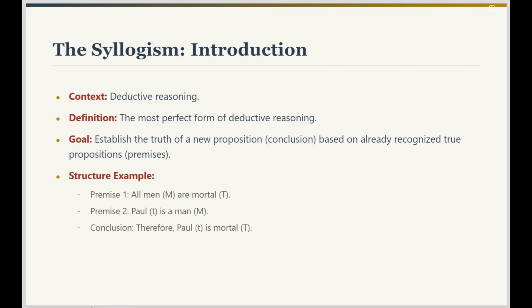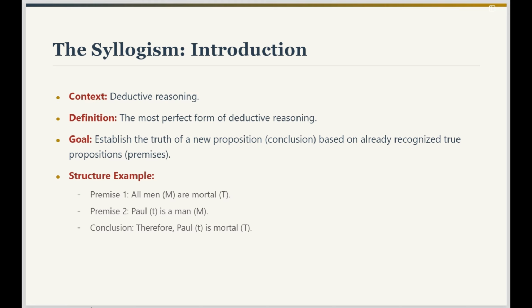Now we shift gears to reasoning itself, starting with deduction. The star player here is the syllogism. Think of it as the classic deductive argument form. Its superpower is taking known truths and deriving a new truth from them. The structure is elegant. You start with a general rule, a major premise, link it to a specific case using a middle term in a minor premise, and conclude the rule applies to that case.